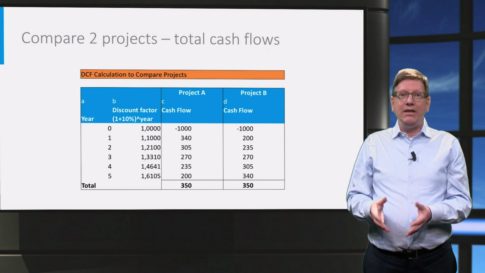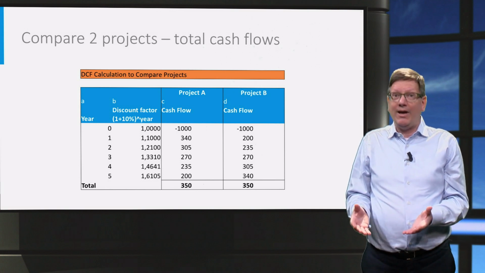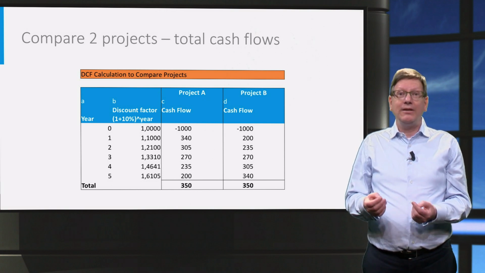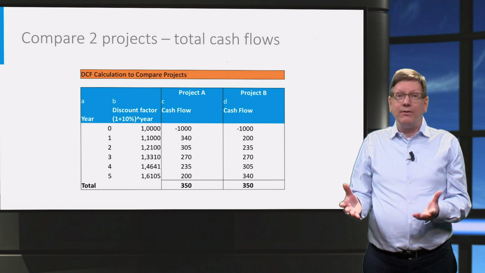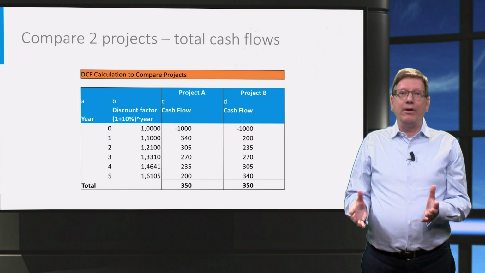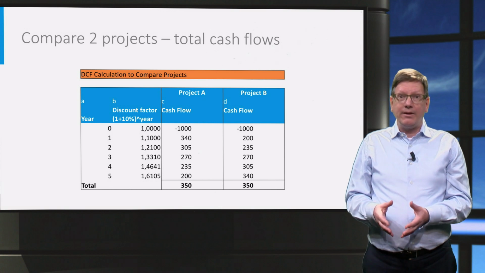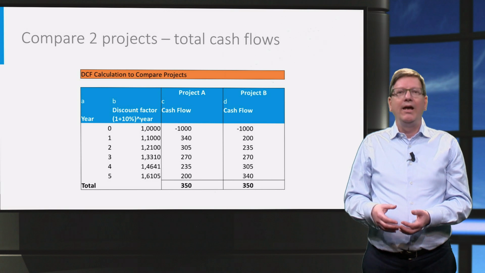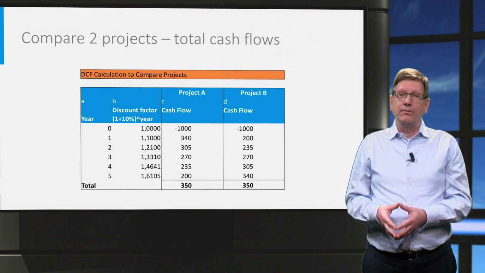Project A and B both require an identical investment, an investment of 1,000, and after 5 years they have both generated identical cumulative cash flows, 350 in total. However, there's an extra step we need to take now. In valuing cash flows, we need to take into consideration their timing. Later cash flows are worth less than earlier ones.